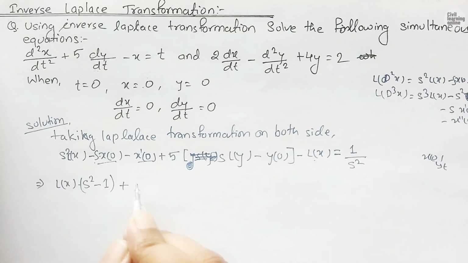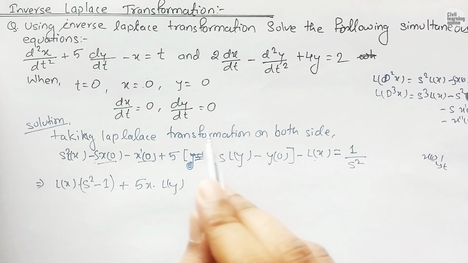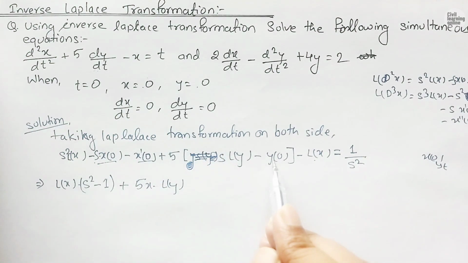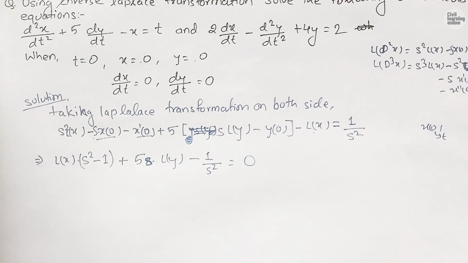Plus 5s times Laplace transformation of y, and y0. At t equals 0 we have y equals 0, so this portion is 0. So minus 5s times Laplace transformation of y, and we will bring the remaining term to this side. So we have minus 1 upon s square equals 0. This is for the first equation.